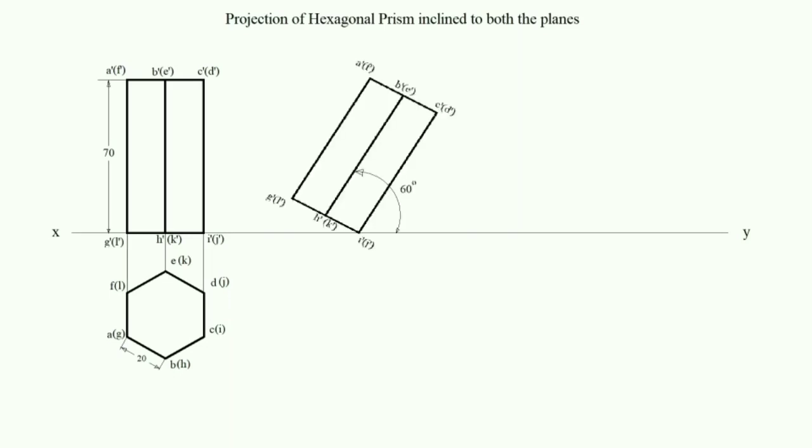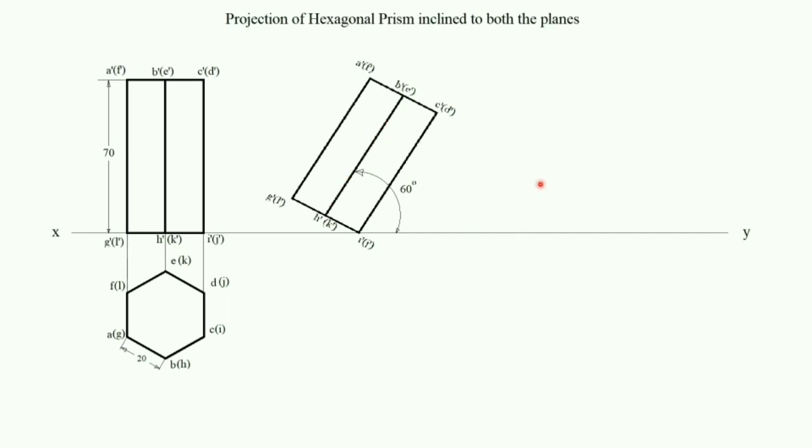Now the axis is inclined 60 degrees to the horizontal plane. The dimension of this second front view is the same as that of the first front view. The only difference is that it is inclined 60 degrees to the reference line.